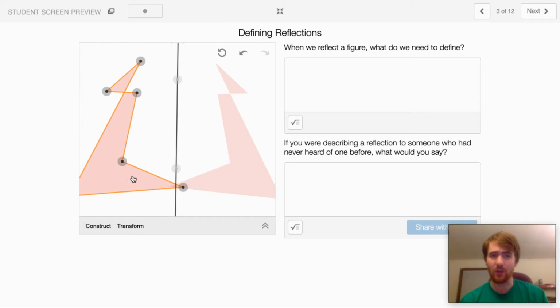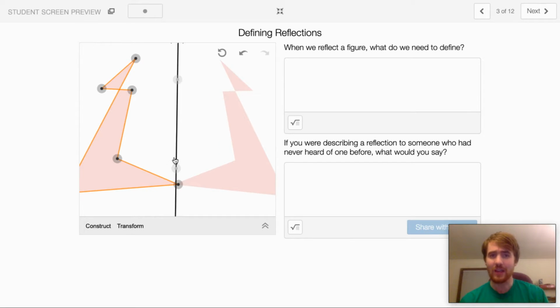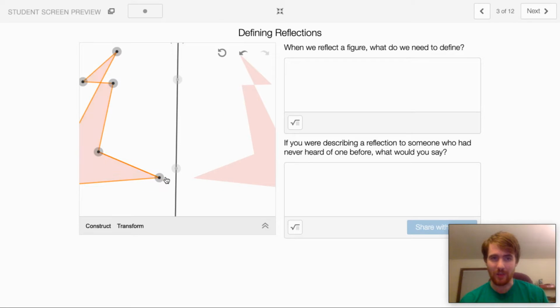So that's a really important thing. The points are always equidistant away from this line. So if we consider this black point here, I don't know how far that is, but it's the same distance away on the other side.